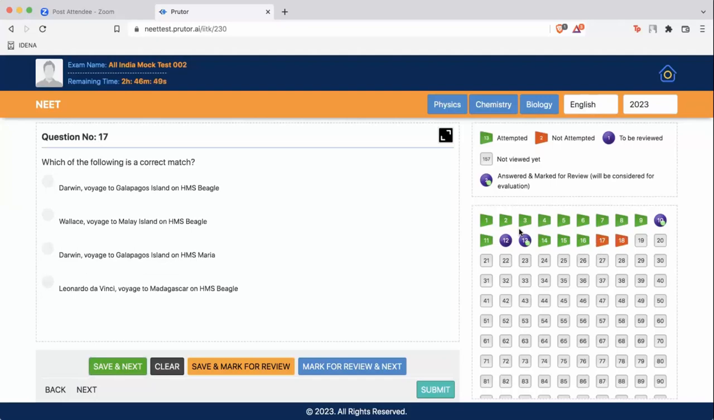Which of the following is a correct match? Darwin voyaged to Galapagos Islands on HMS Beagle.